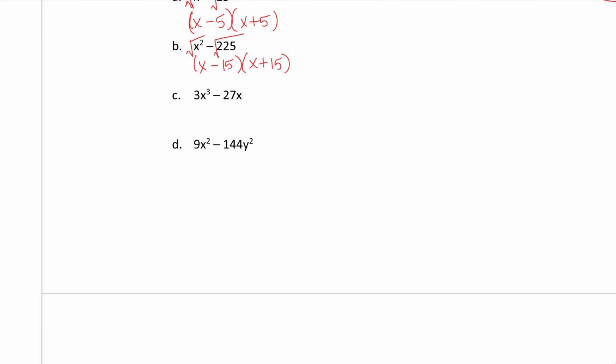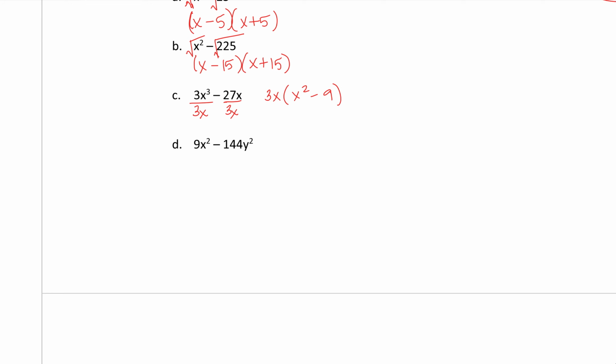All right, c, 3x cubed minus 27x. So it might be a binomial, but I need to take a closer look at it because it's a cube. So I'm going to take a look at both terms and see, do they have a GCF? In this case, they do. So I'm going to end up pulling out a 3x out of both of them. 3x goes to the front, and I end up with an x squared minus 9.